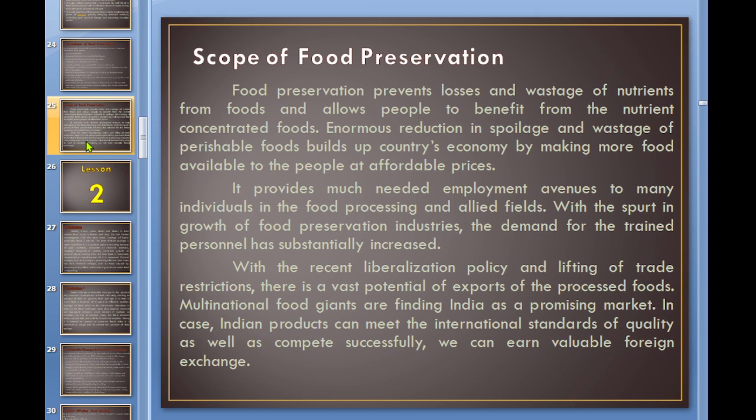Of course, it's not only for consumption, it's also for business, but good thing is it also provides employment. So, with the recent liberalization policy and lifting of trade restrictions, there is a vast potential in exports of the processed foods. Multinationals and giants are finding India as a promising market. In that case, Indian products can meet the international standards of quality as well as compete successfully. We can earn valuable foreign exchange, especially Philippines. No? Kung ang India maayo kaayo sa food preservation, of course, dili pud pahulahi ang Pilipinas.